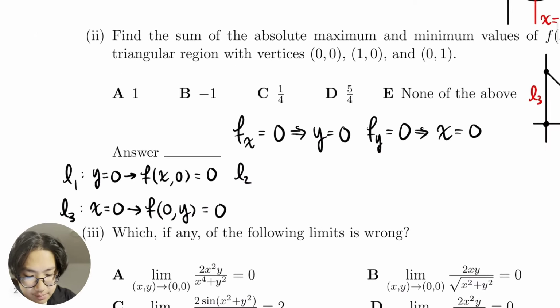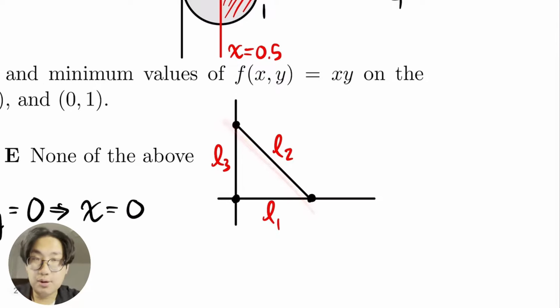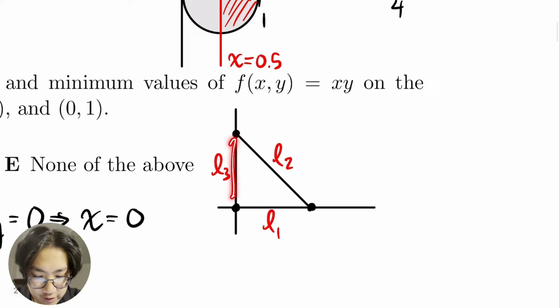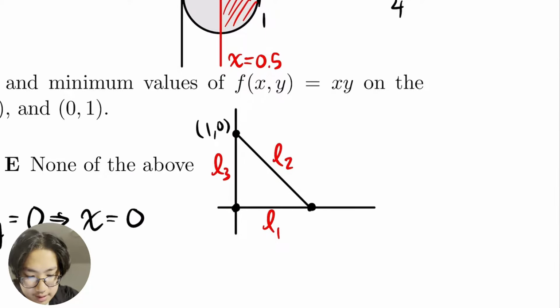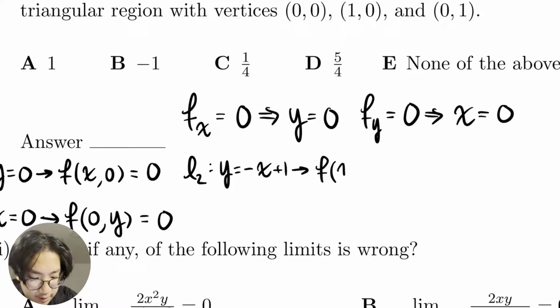So along L2, we notice that we have a slope of -1 in this case, but we've shifted it up. So again, this point here is (1, 0), so this right here is x equal to 1. So it's actually y is equal to -x plus 1, meaning when we plug this in, we get f of (x, -x plus 1).